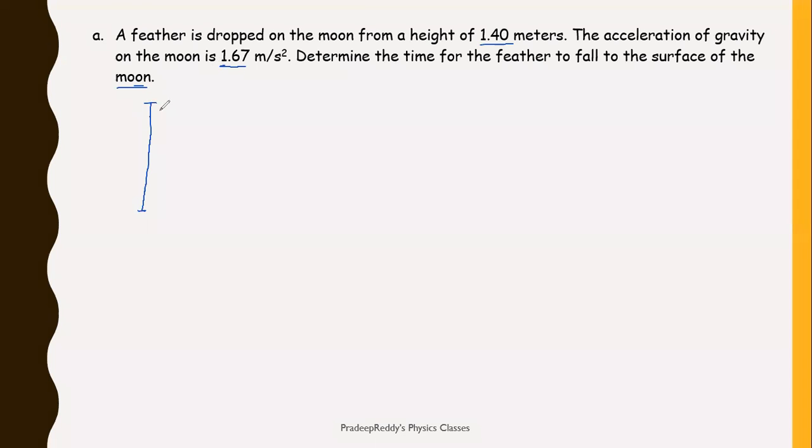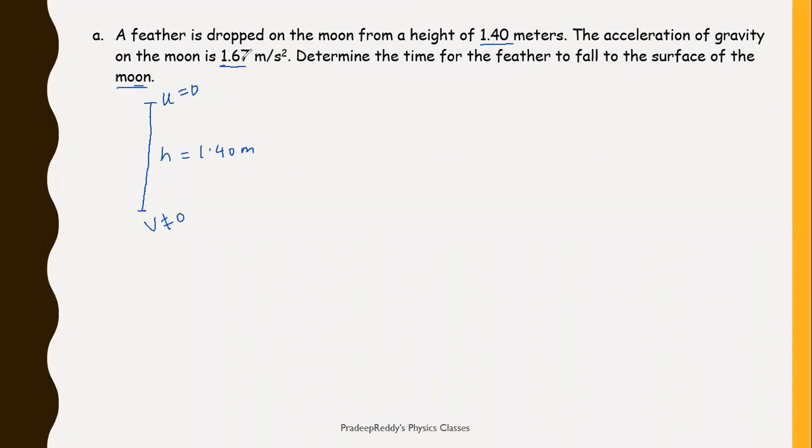You are dropping a feather. And what is its height? It is 1.40 meter. When it is dropped, the initial velocity will be equal to 0. And when it is dropping, finally it gains some velocity which is not equal to 0. When it goes on falling down, its velocity increases.